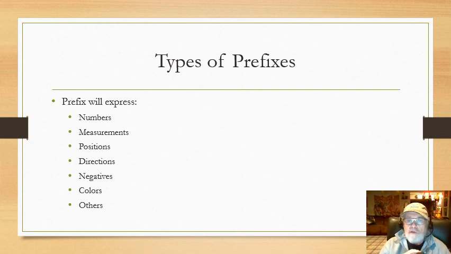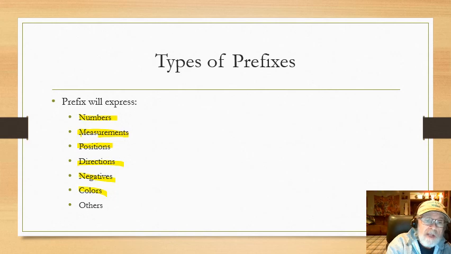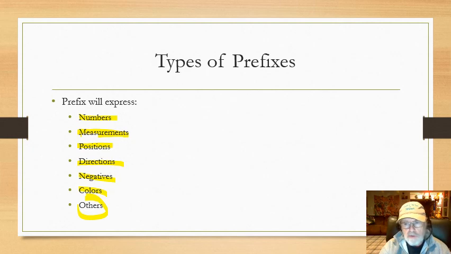Now, we have a number of different types of prefixes, and we're going to go through some of these now. We have a prefix that means a number. Prefixes that pertain to certain types of measurements or volumes. Positions would be another way. We have directions, negatives, colors, and then we have a whole list of others. So let's go through some of these prefixes, and I'm going to fill you with a long list. So if you're a flashcard person, get your flashcards out ready and ready to go, because we're going to go through a long list of different types of prefixes that we have.